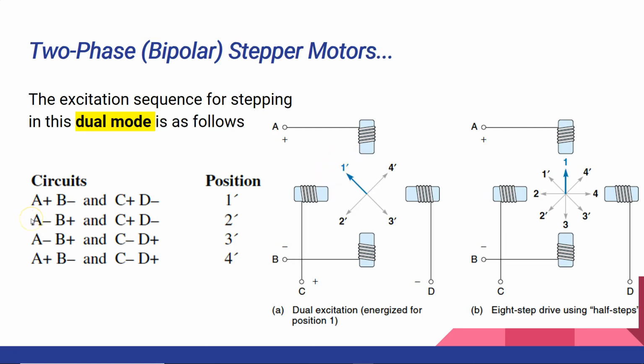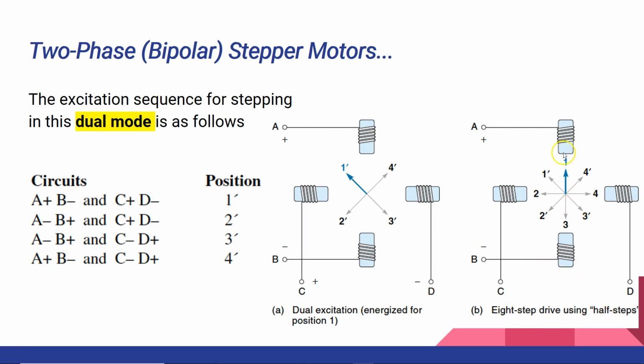If you apply the power for each case like this, for example here A negative, B positive, C plus, and D negative, then you will be able to achieve the 2 dash position, which is here. The rotor pointer will move towards here, and then so on. You can achieve 3 dash and 4 dash positions if you use this circuit polarity. Now here, the second picture which you see here is the 8-step drive using a half step.